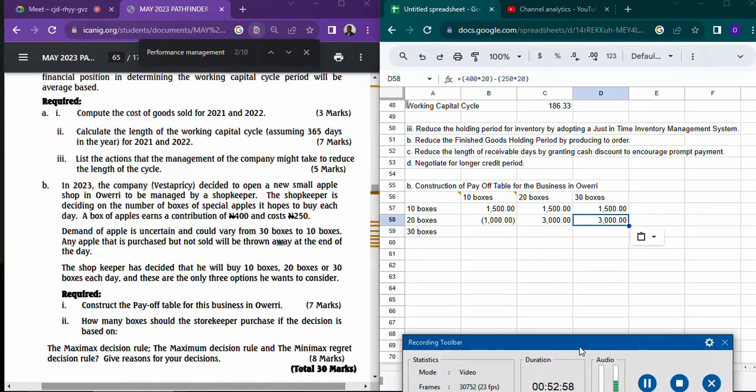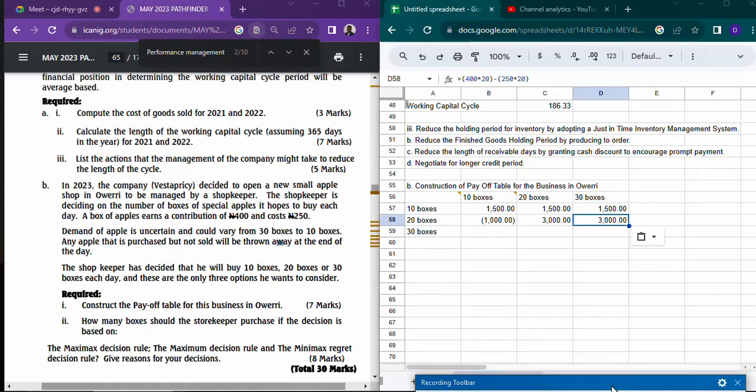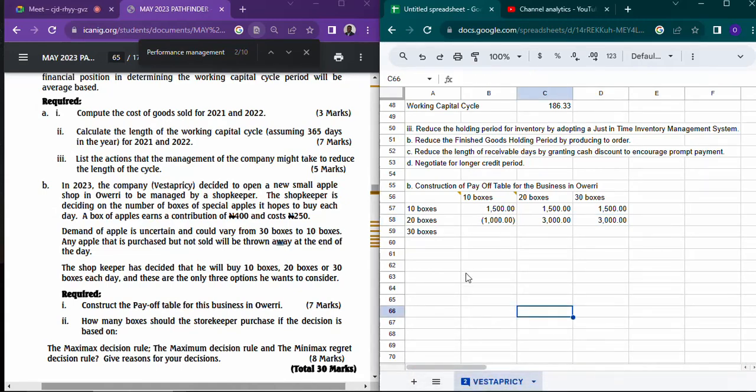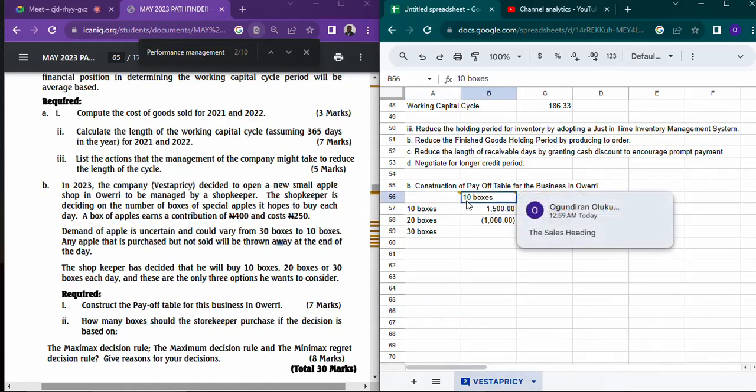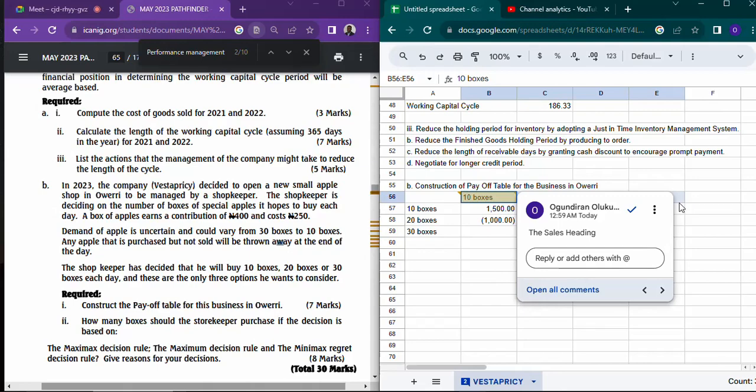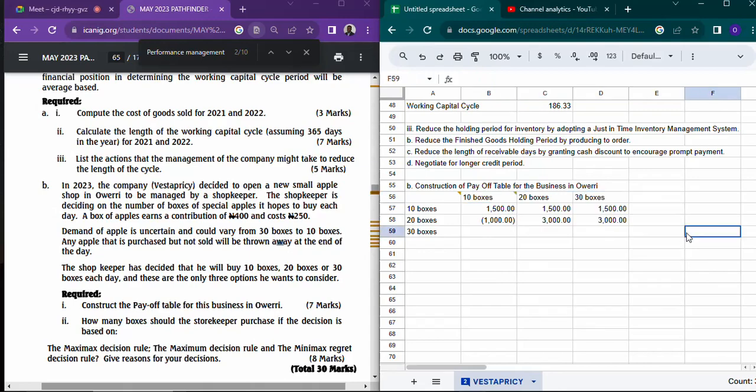This thing is not clear to me. I will not lie. What's not clear, please? This payoff table is not clear to me. The payoff table is a table that shows the demand against the purchases, or the demand against the supply. Basically, we are looking at what you are buying and what you are selling. This heading here is for the sales. This heading here is for the buying. How much is it buying?